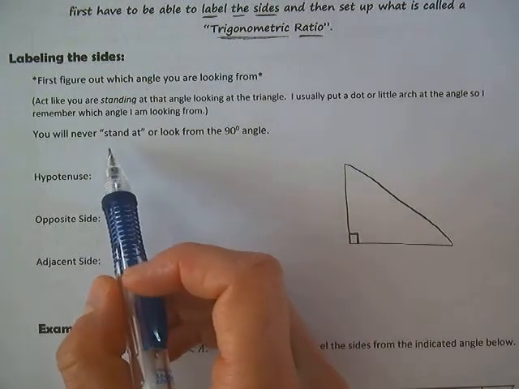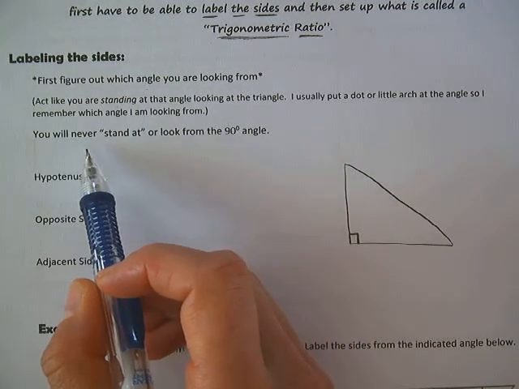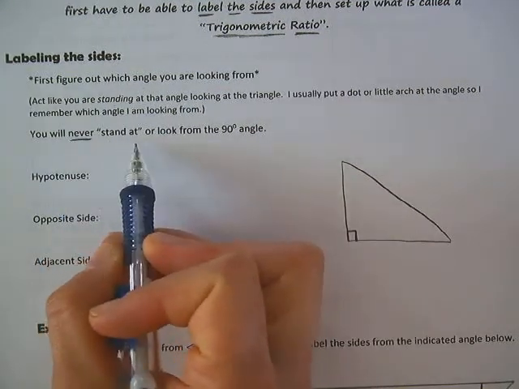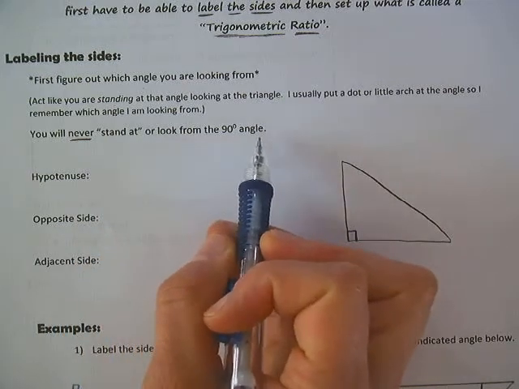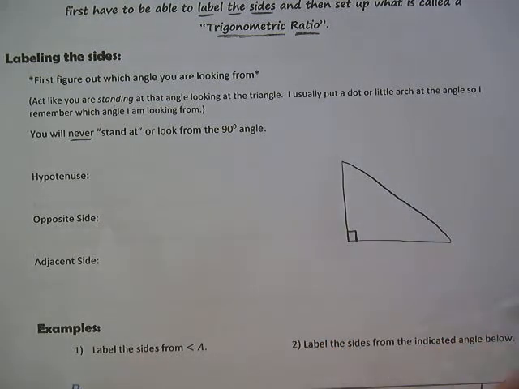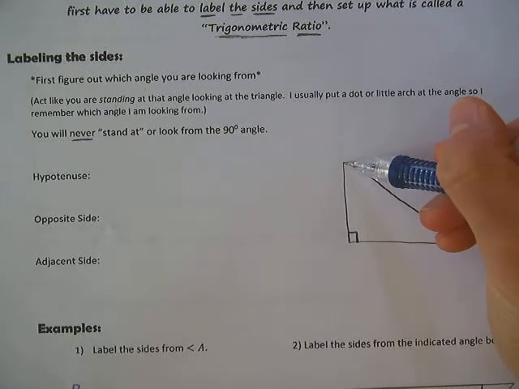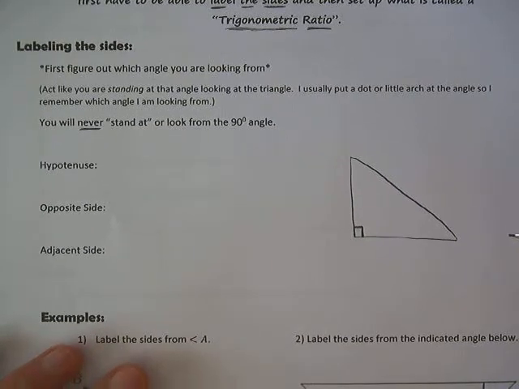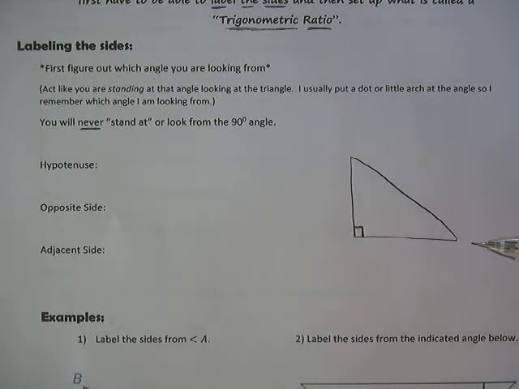Something you need to keep in mind for these problems is that with this trig stuff, you will never, ever, ever stand at or look from the 90-degree angle. Wherever that right angle is, you'll never stand there. So in this triangle, I would either be going from this angle right here, that little corner, or this angle right here. As to which one, for the purpose of what we're doing today, they'll usually tell you which angle to stand from. But when we start working through the problems, you'll have to figure that out yourself, which we will cross that bridge when we get there.